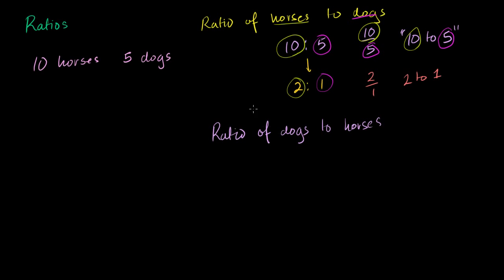So what's the difference in these two statements? Here I said horses to dogs. Here I'm saying dogs to horses. Since I've switched the ratio, I'm looking for the ratio of dogs to horses. I've switched the numbers. So for every 5 dogs, I have 10 horses. Or if I divide both of these by 5, for every 1 dog, I have 2 horses. So the ratio of dogs to horses is 5 to 10, or 1 to 2.